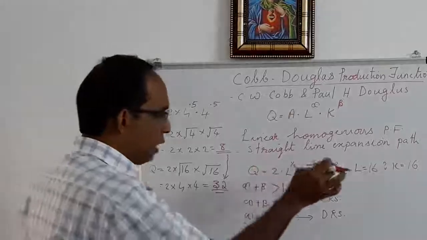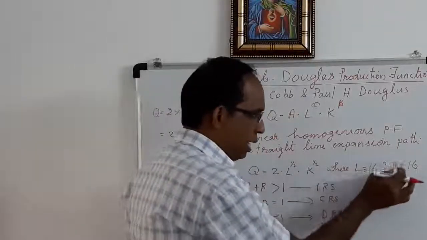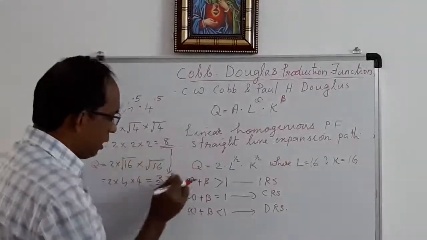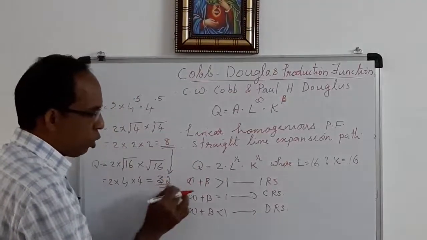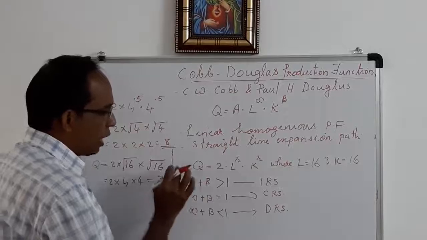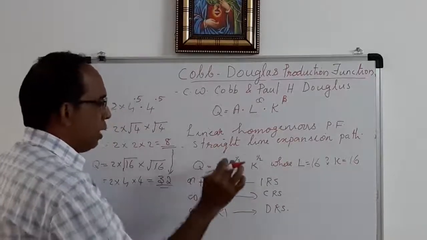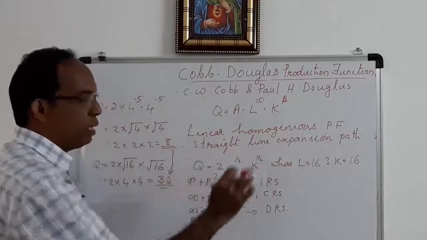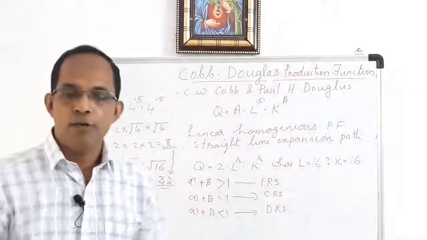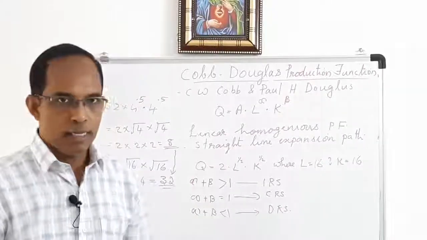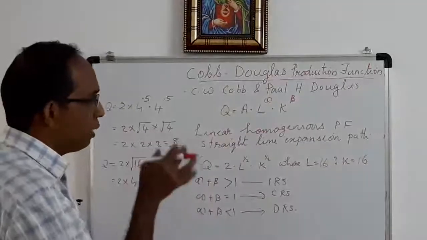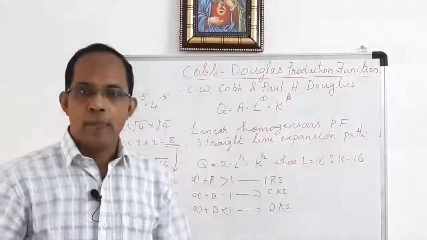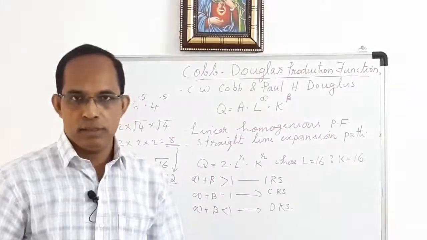Here I have increased the labor and capital by 4 times, and the output also increases by 4 times. So in this way we can prove that by taking the values of alpha and beta, we can explain various returns to scale. This is the Cobb-Douglas production function, and this is enough for +2 level students. Thank you.